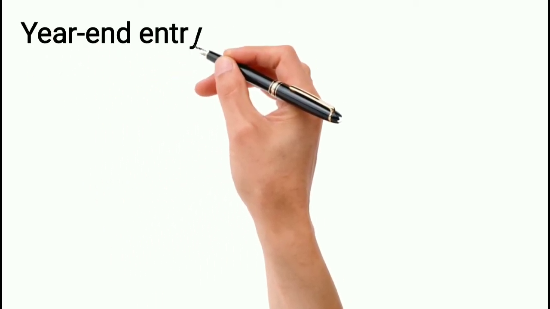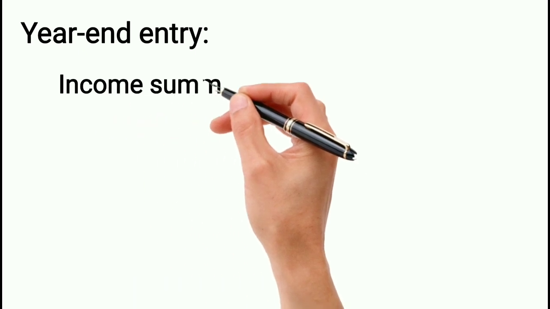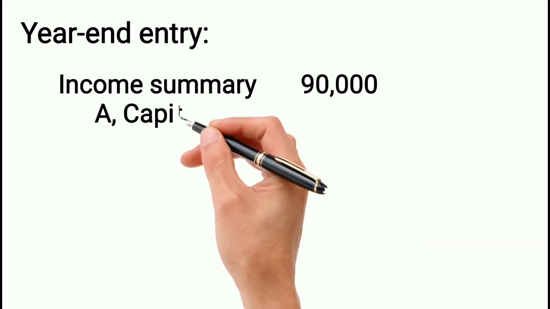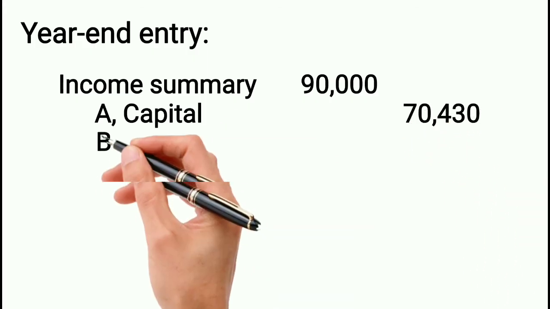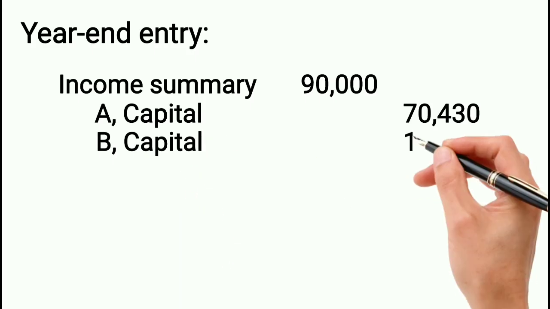income summary account to the partners' respective capital accounts. Of course, yung journal entry natin dito ay year-end entry. Debit income summary, 90,000 pesos. Credit A capital, 70,430 pesos. And credit B capital, 19,570 pesos.